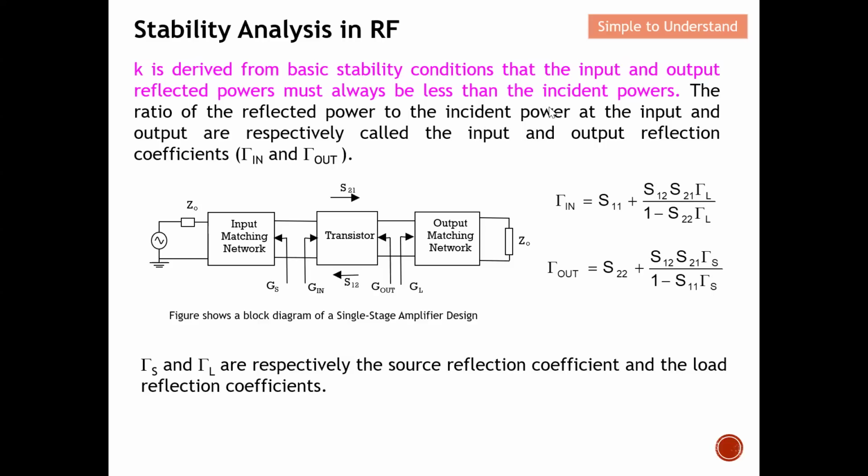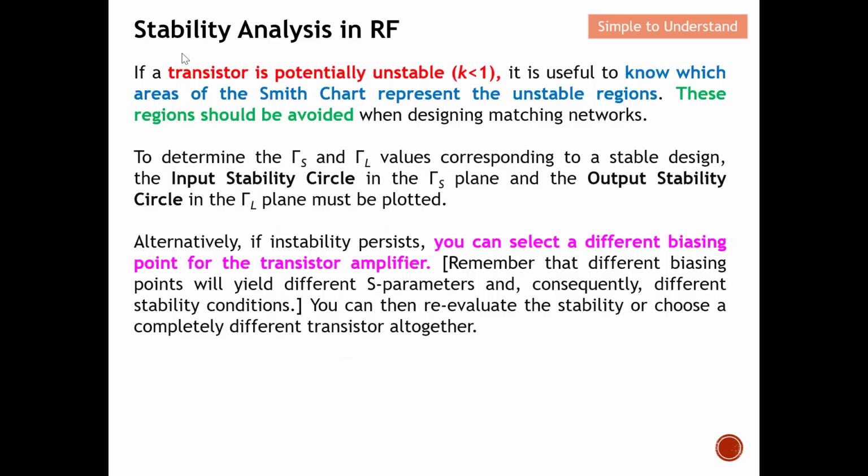So basically, this is what I mean here. The ratio of the reflected power to the incident power at the input and output are respectively called the input reflection coefficient and the output reflection coefficient, which I have illustrated just now. If a transistor is potentially unstable, when K is less than 1, it is always very useful to know which area of the Smith chart represents the unstable region. This region should be avoided when we design the matching network.